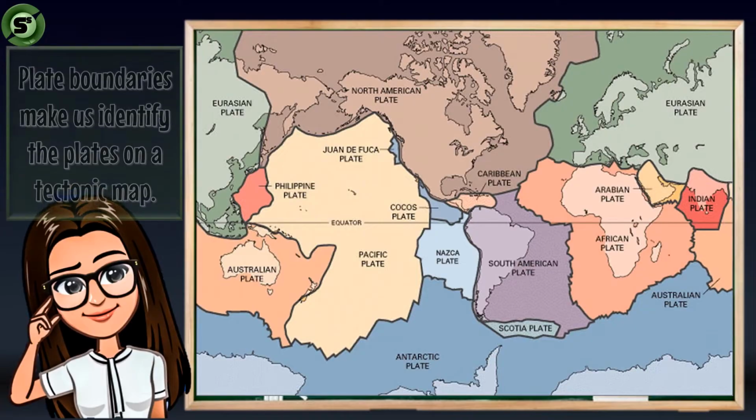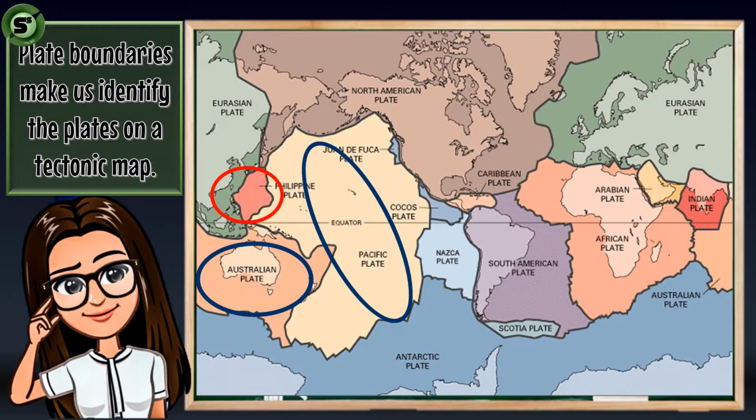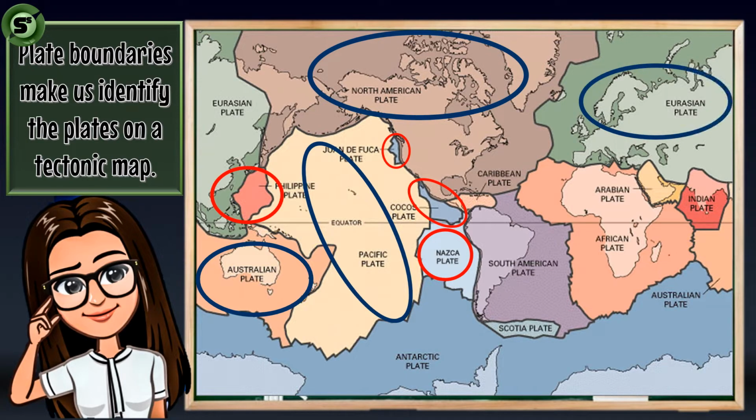Plate boundaries make us know and identify the plates on the plate tectonic map. On this map, we can see our country's plate, the Philippine plate, Australian plate, Pacific plate, the biggest plate among others, Juan de Fuca, Cocos plate, Nazca plate, the North American plate, Eurasian plate that carries both the continents of Europe and Asia. Below Eurasia there are the plates of India and Arabian, which are attached to the African plate.